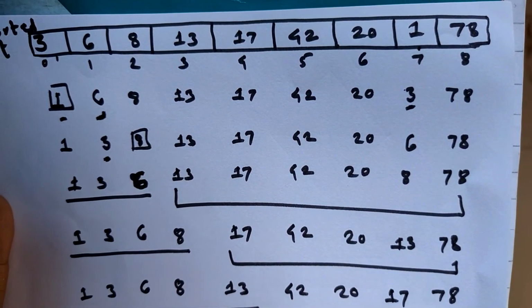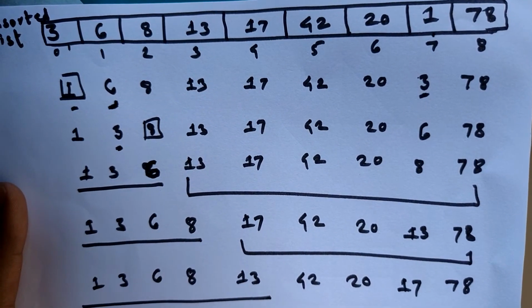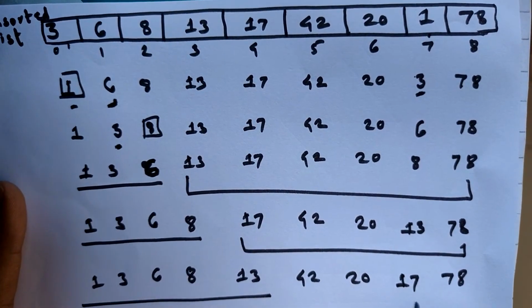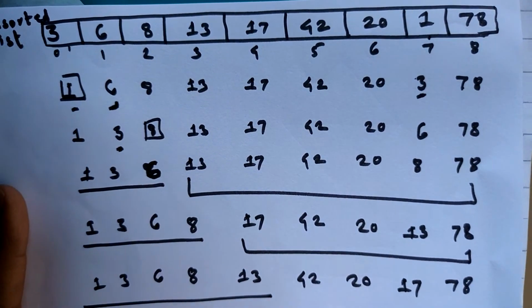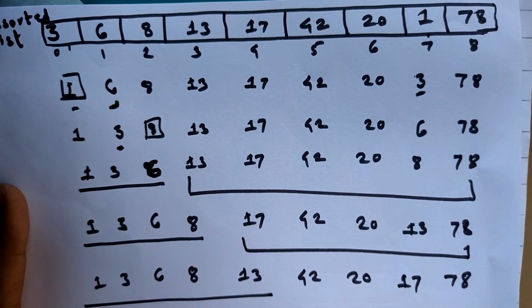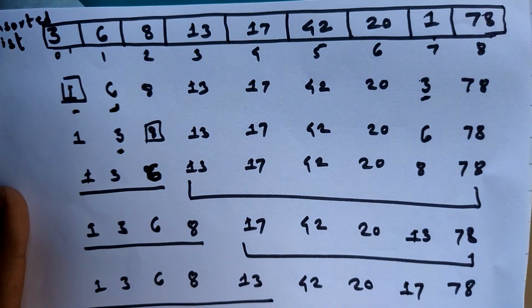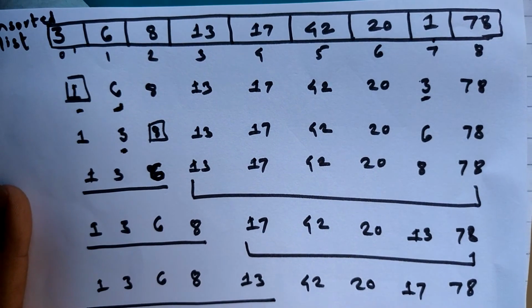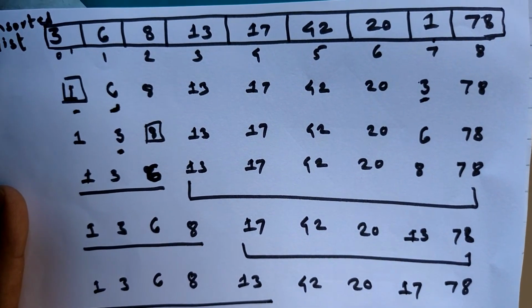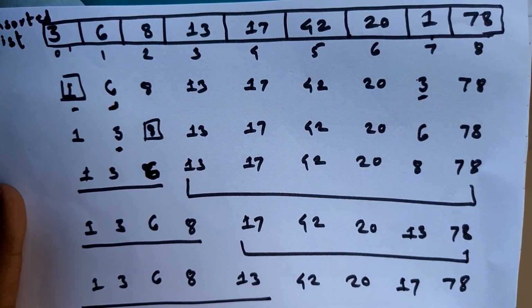Okay, next thing, the 42, 20, 17, 78. Which one is the minimum? First element is 42 here, 17 is the smallest one. 1, 3, 6, 8, 13, 17, 42 here, 20 here, 78 here. Okay, now this much is sorted. Now 20 is also less than 42 and 78. Okay, so no need to replace it with anyone.